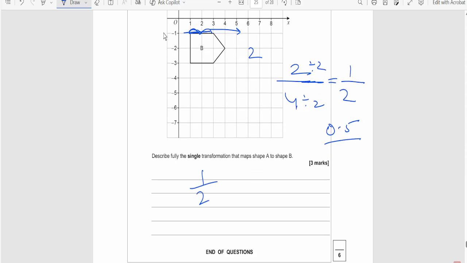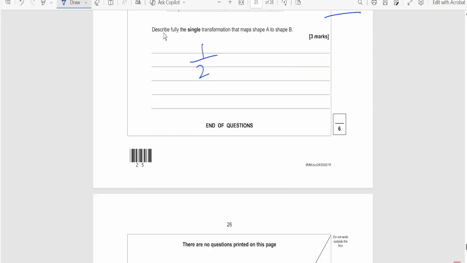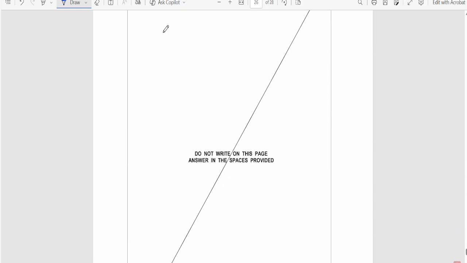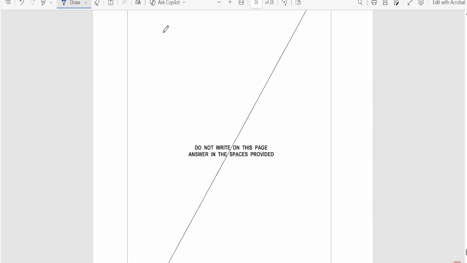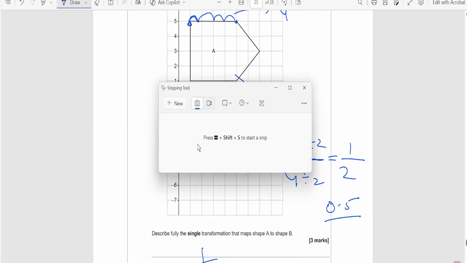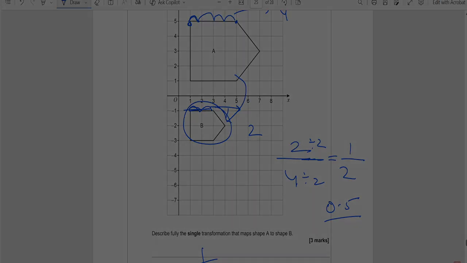So we can write that shape B is half of shape A. The size of shape B is half of the size of shape A. This is what half means. I think this one is completed. Now I will ask you some questions, okay? Let me ask it on this page only.